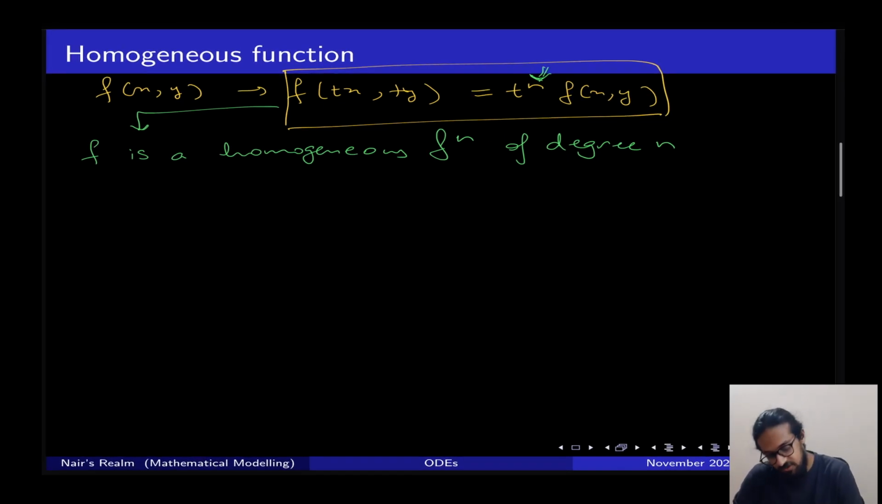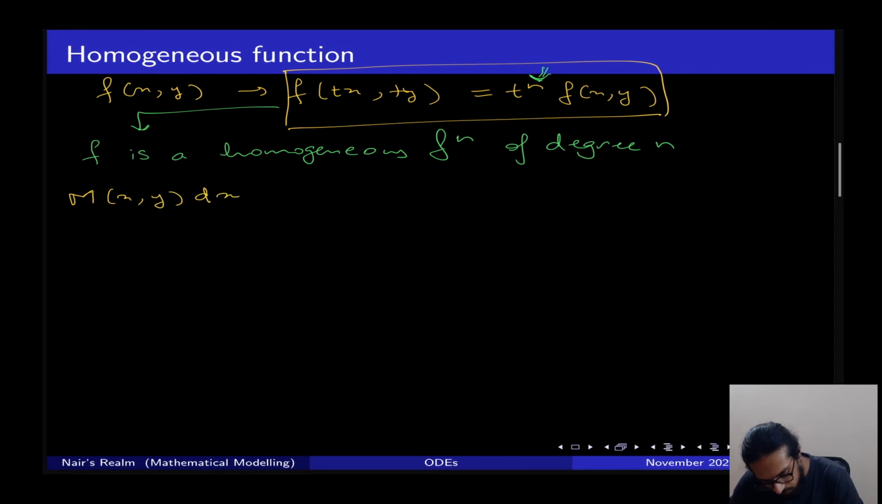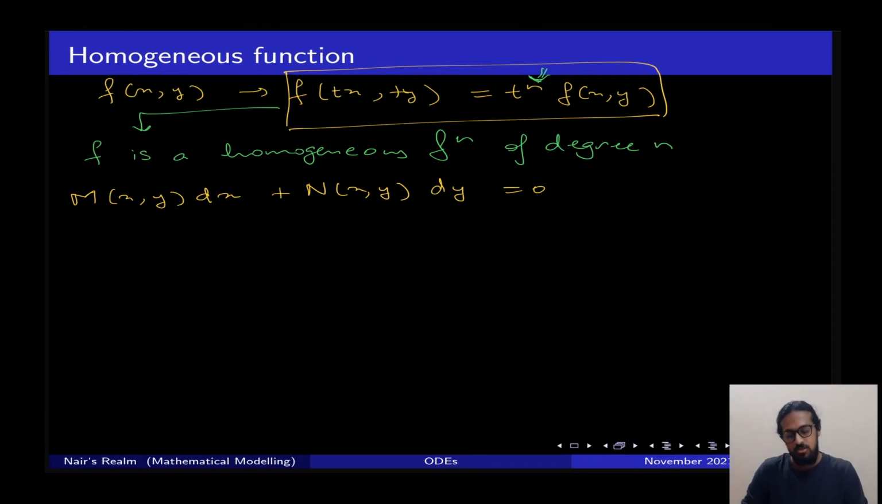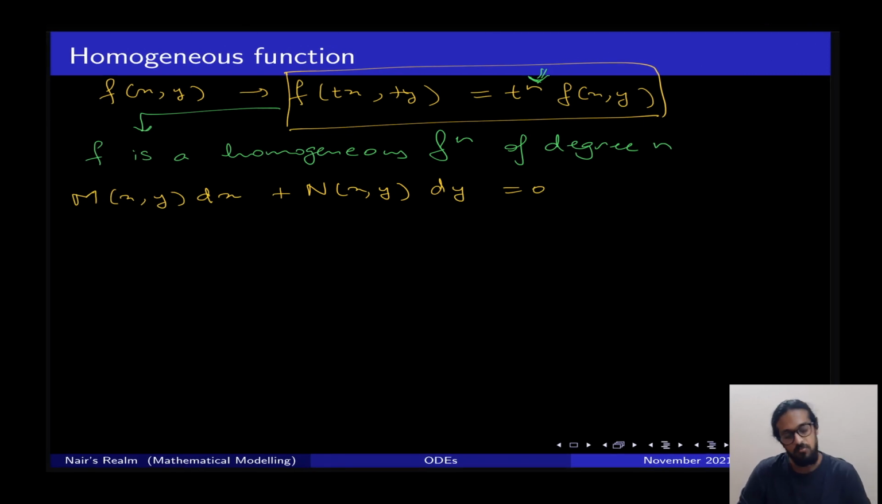Now let's say I have a differential equation of the following form. I have a function m, which is a function of both x and y, times dx, and I have a function n, again a function of both x and y. So m dx plus n dy equal to 0. This is a differential equation, right? A first order differential equation, obviously.